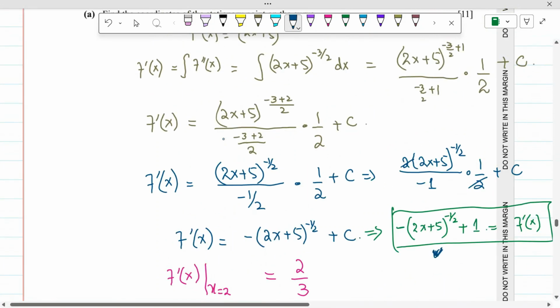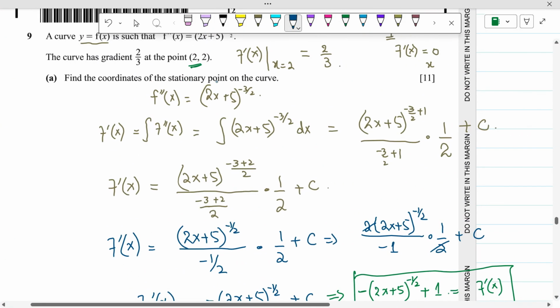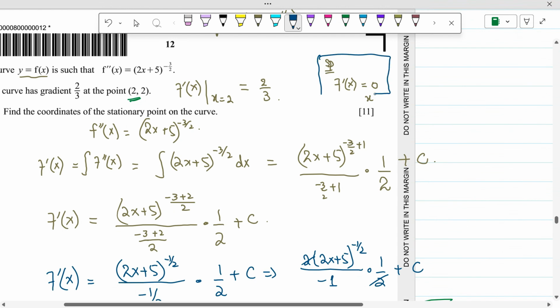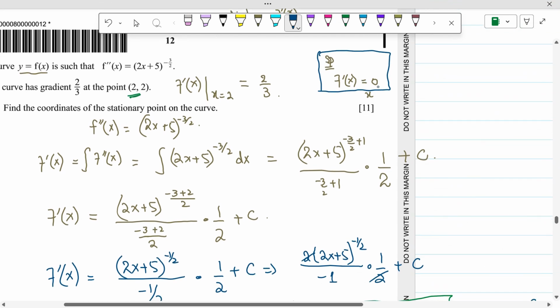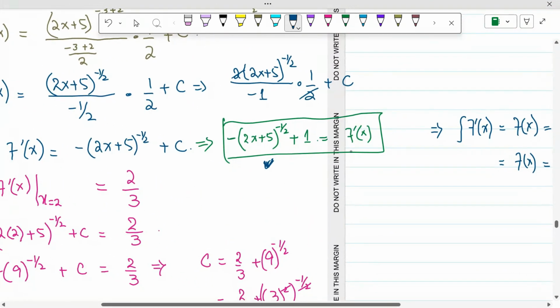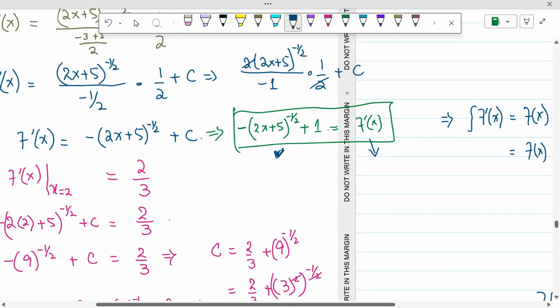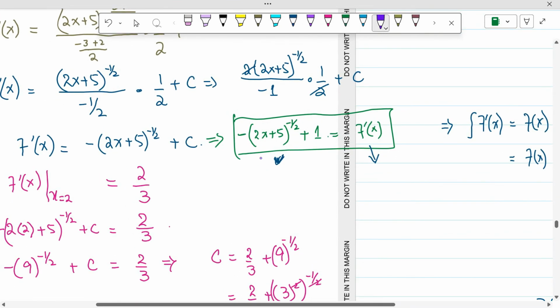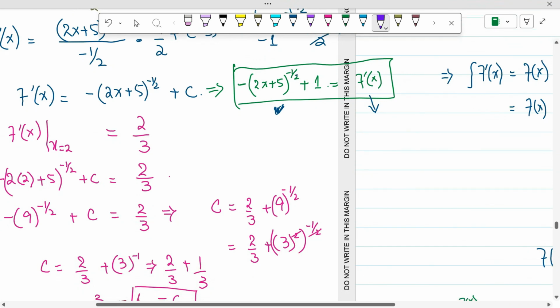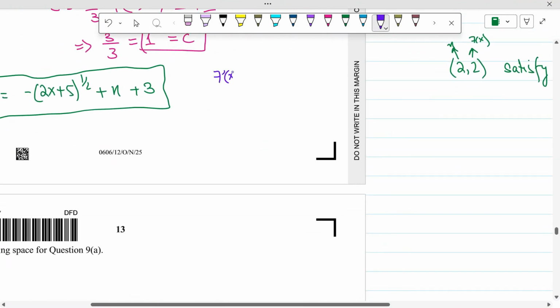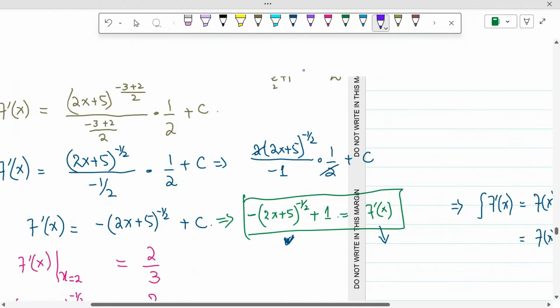Now we need to find the coordinates of the stationary point on the curve. I just told you that to find the stationary point, we will equate the derivative of the curve with 0 to find the x coordinate. So this is the derivative of the curve. We will equate it with 0 to find the x coordinate of the stationary point. So negative (2x+5) to the power negative half plus 1.